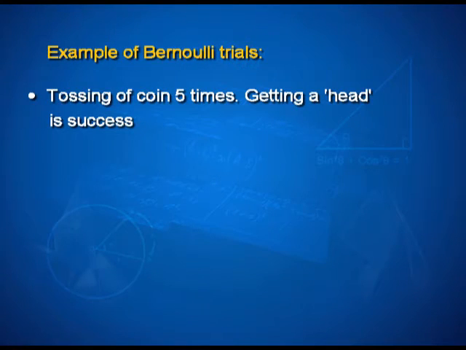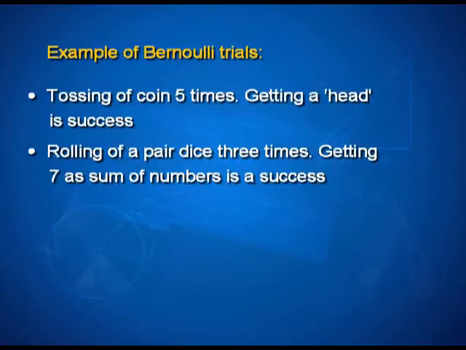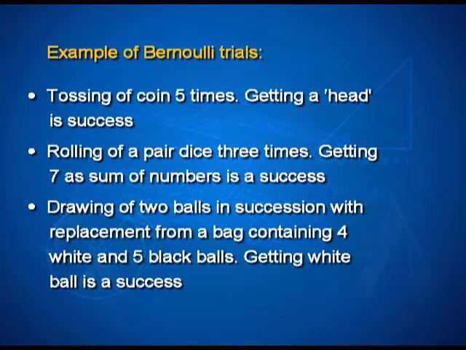If we look at an example of tossing a coin 5 times, getting a head being the success, then this is a case of Bernoulli trials. Rolling a pair of dice 3 times, getting 7 as the sum of numbers as a success, again a situation of Bernoulli trials. If we have 2 balls drawn in succession with replacement from a bag containing 4 white and 5 black balls, then getting a white ball is a success, again an example of Bernoulli trials.